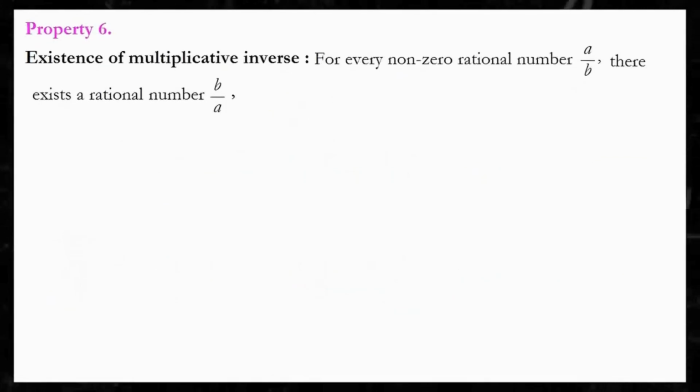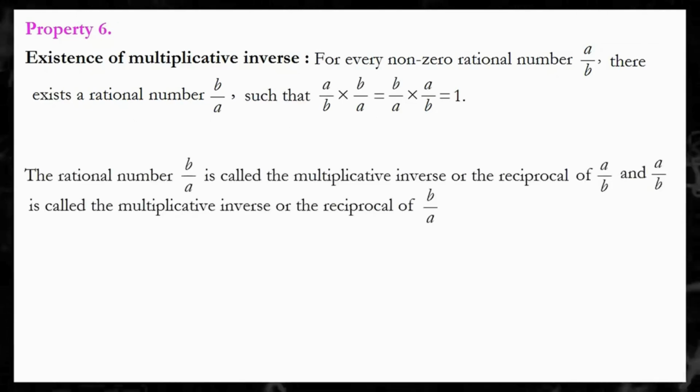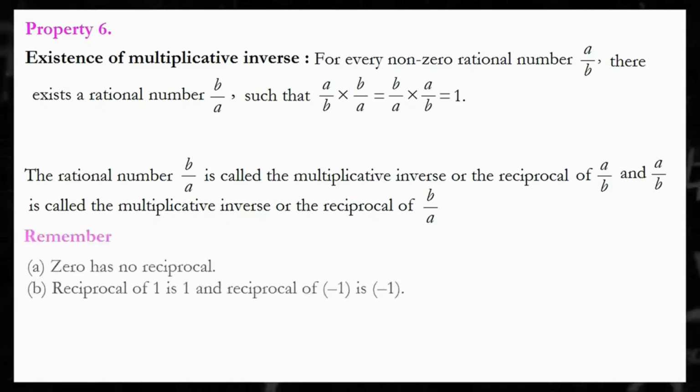Property 6. Existence of multiplicative inverse. For every non-zero rational number a by b, there exists a rational number b by a, such that a by b multiplied by b by a is equal to b by a multiplied by a by b, which is equal to 1. The rational number b by a is called the multiplicative inverse or the reciprocal of a by b, and a by b is called the multiplicative inverse or the reciprocal of b by a.